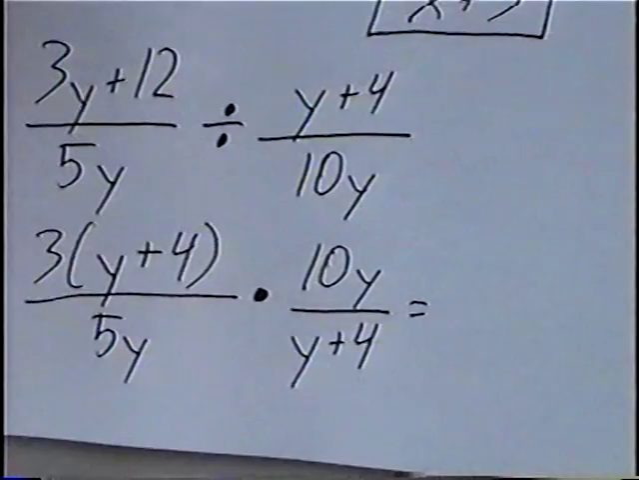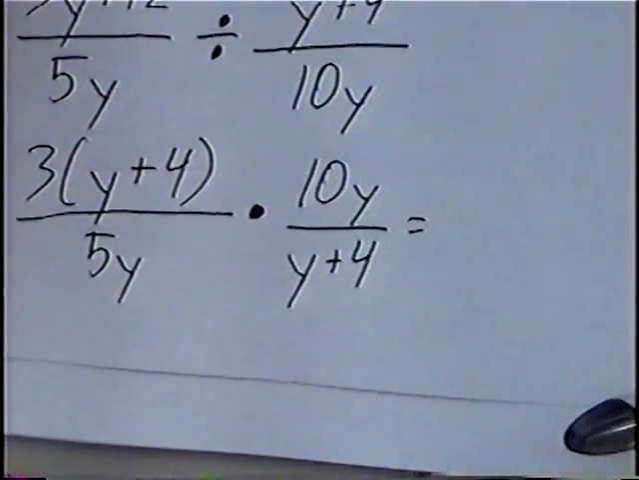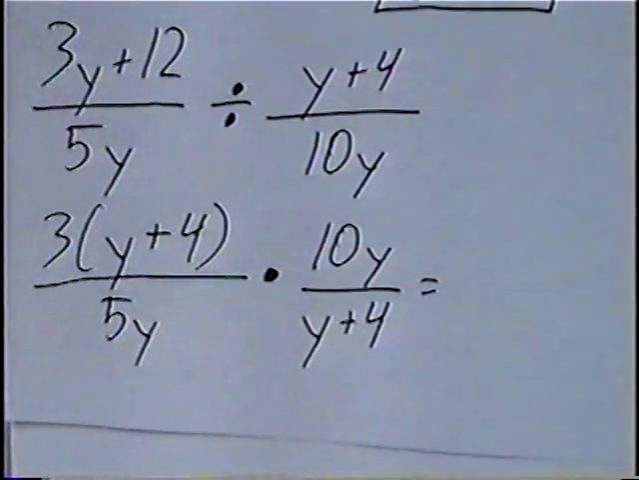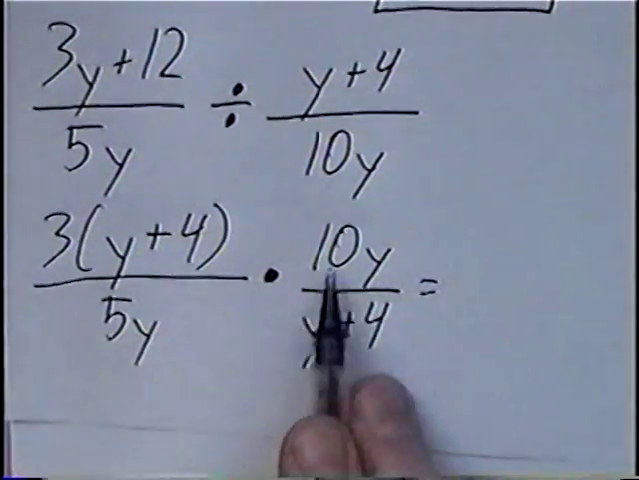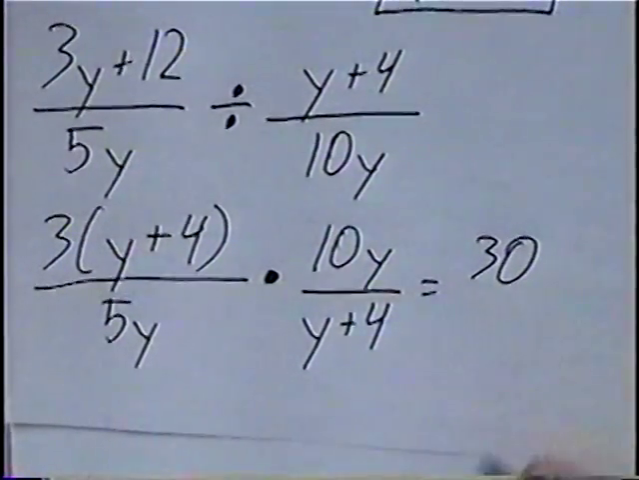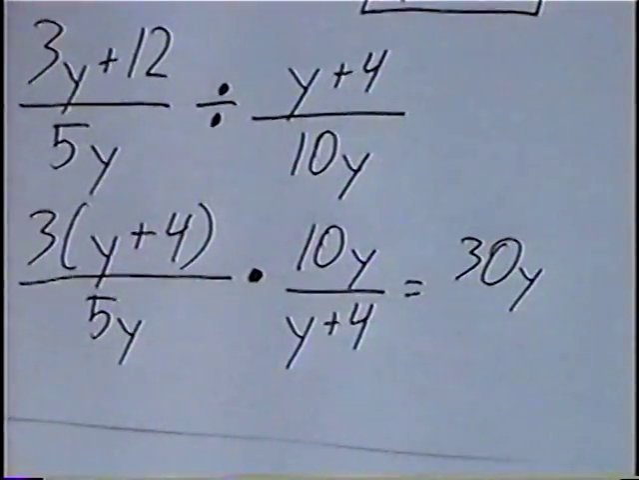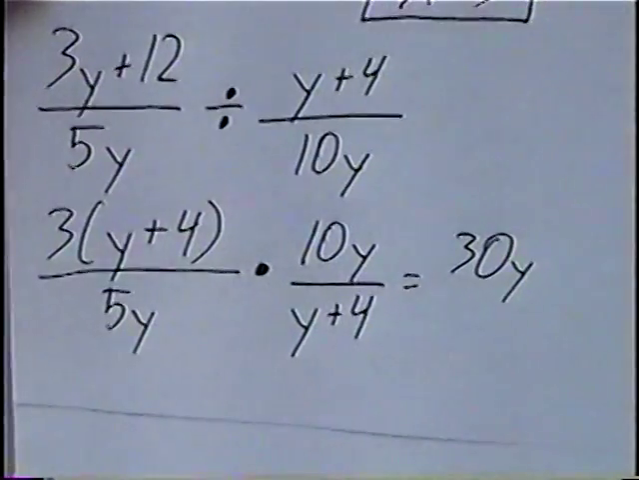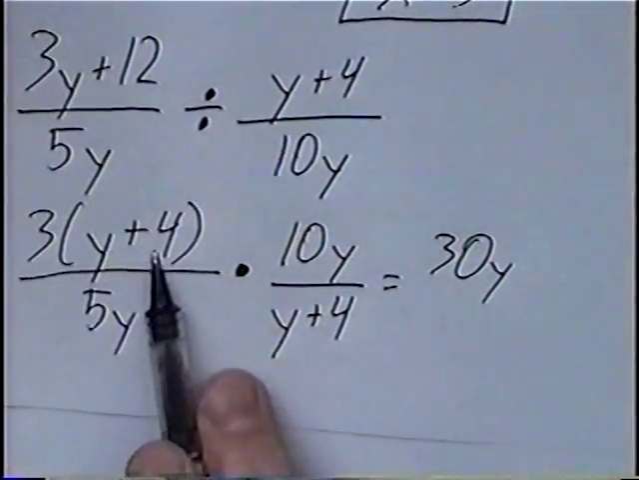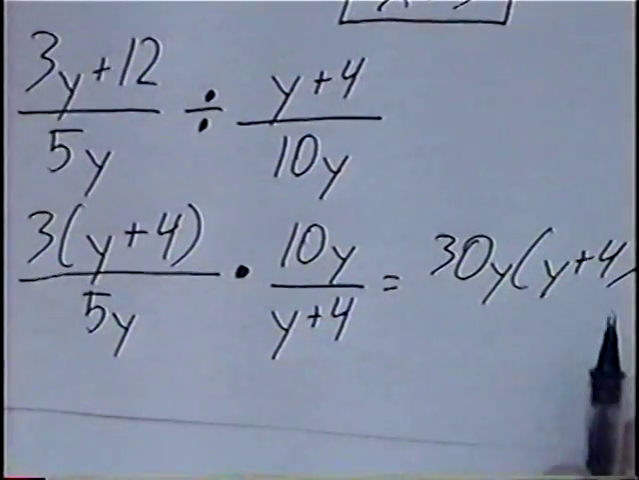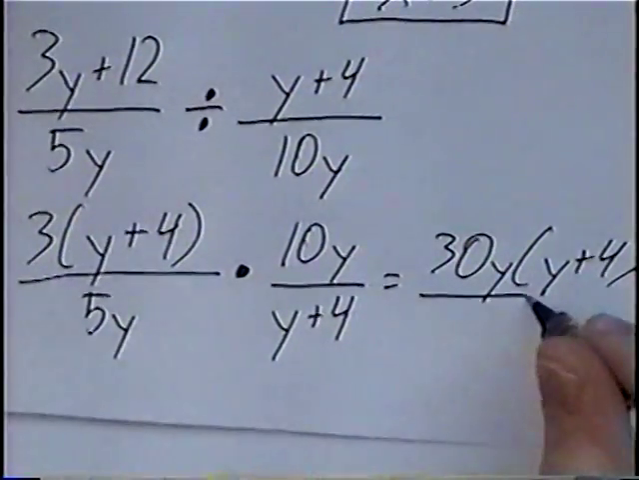Multiplying, we can multiply the fractions again straight across. Common numbers or coefficients like 3 and 10, we can multiply. 3 times 10 would be 30, and the y we can leave on there. So 3 times 10y would be 30y. And the factor y plus 4 we can leave in parentheses in case this cancels out as a factor at the end.